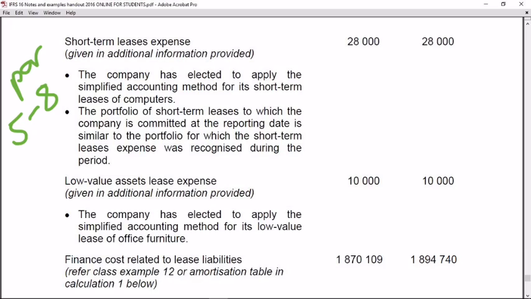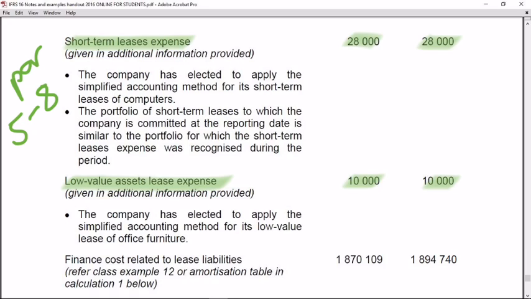In this example, I've given you the information that the short-term lease expense was 28,000 Rand in every year, and that the low-value asset lease expense was 10,000 Rand in every year. There is some narrative information that now needs to be added to this disclosure. It forms part of the note.